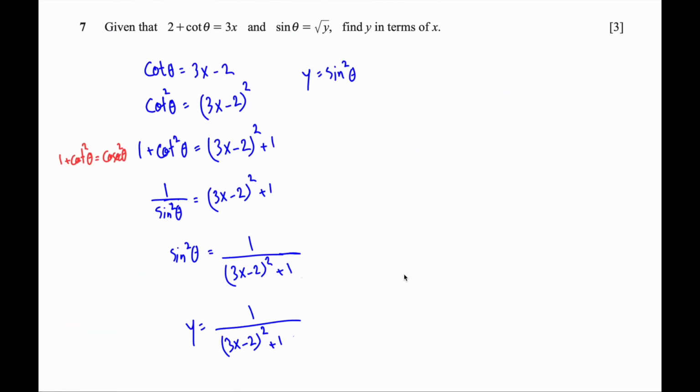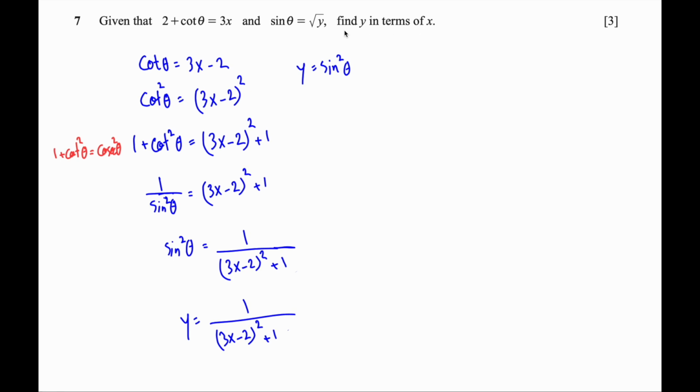In question 7, I'm given this equation, and also I'm told sine theta is the square root of y. I have to find y in terms of x. In other words, I have to get rid of the theta. Okay, so let's start with what we have.